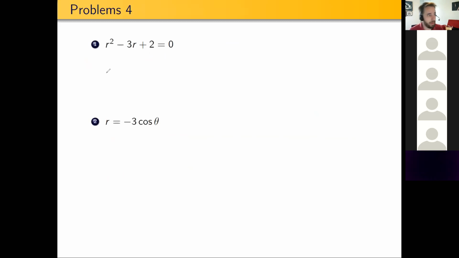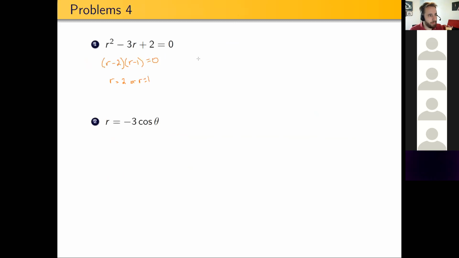Well, I can treat this as I would any other polynomial. I could try to factor this, and I can see what we get. When I factor this, I get r minus 2 times r minus 1 equals 0. And so we get, in fact, two possible values of r. We get r equals 2 and or r equals 1.